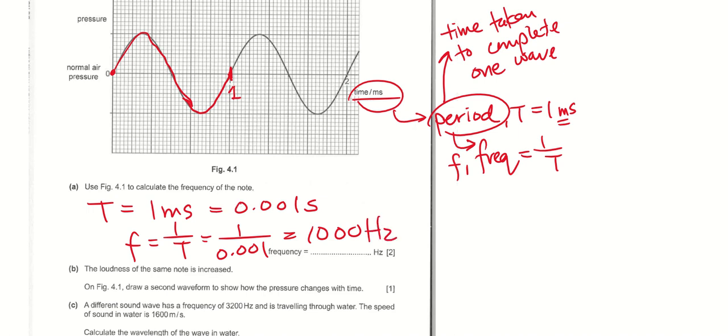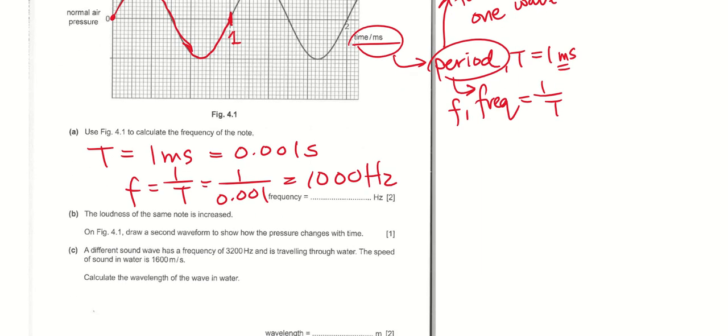Okay, so if you know your dd and dt graph for wave, and you know that this is something like a dt graph, then you will be able to get your period and therefore your frequency. Okay, so this is something that you can do.